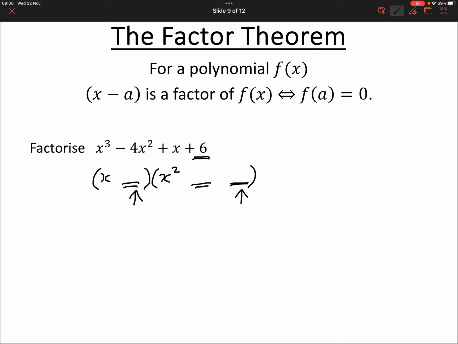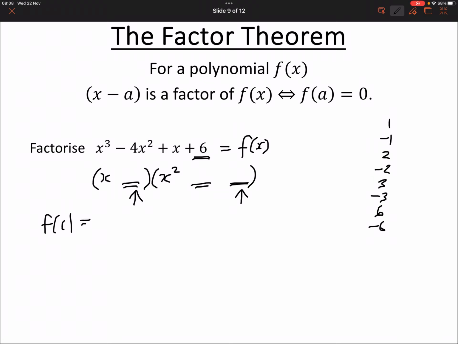So what are the options? 1, minus 1, 2, minus 2, 3, minus 3, 6, and minus 6. Feels like a lot of options, but we tend to find one fairly quickly. And you sort of start to build up an idea of what's the sensible thing to try. So let's start at the top and try a few of these, and we'll see what we get. So what's f of 1? I'm calling this thing f of x for the sake of speed, so I can refer back to it.